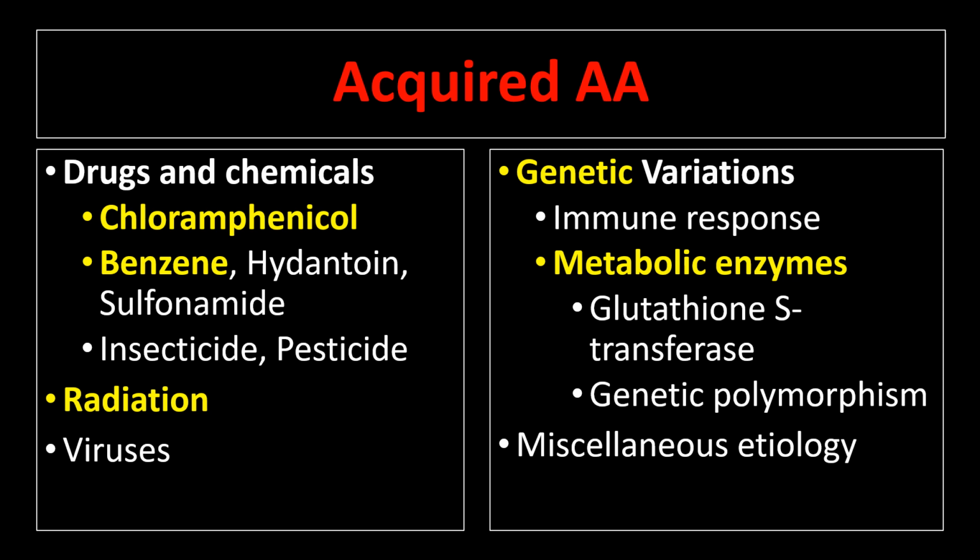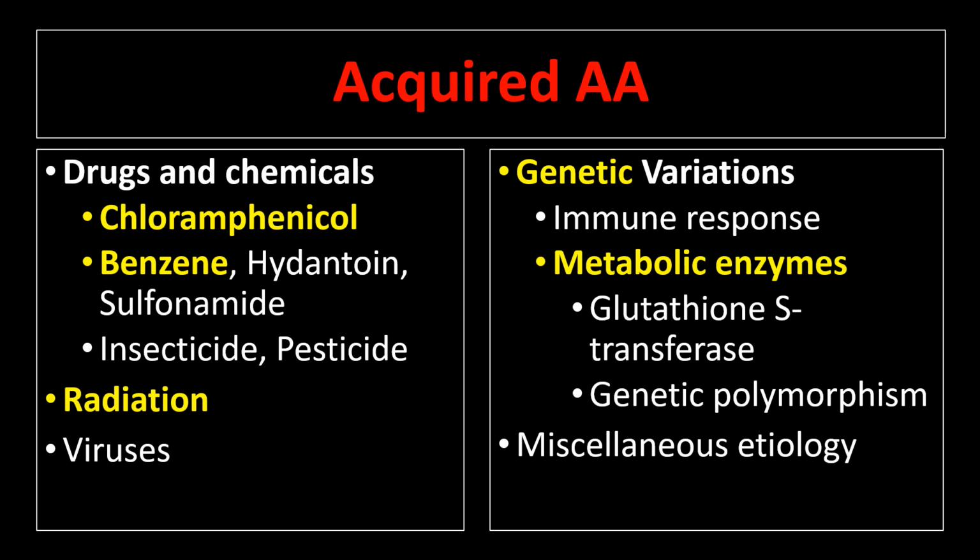Also take note of the viruses that are occasionally associated with acquired aplastic anemia, in which we have Epstein-Barr virus, HIV, hepatitis, and human parvovirus B19, which usually infects the erythroid replicating cells. Patients with human parvovirus B19 infection usually present with anemia, because again, parvovirus B19 infects erythroid replicating cells, which will eventually mature to an erythrocyte.